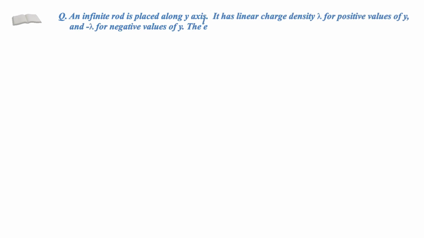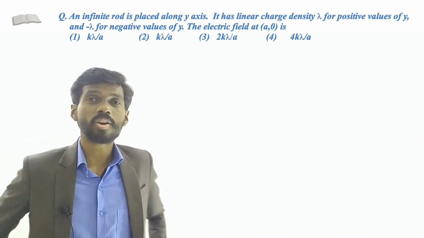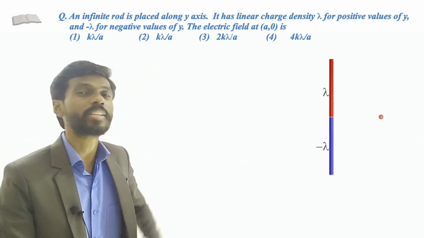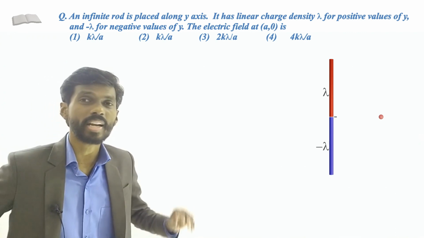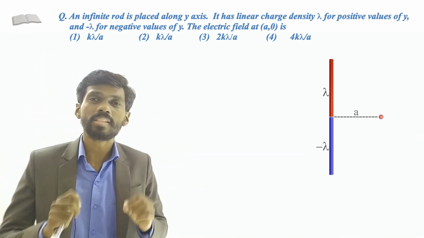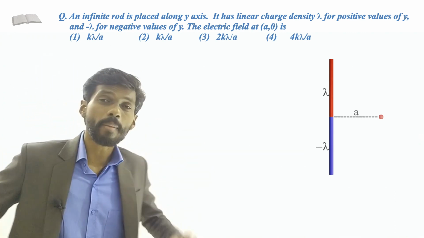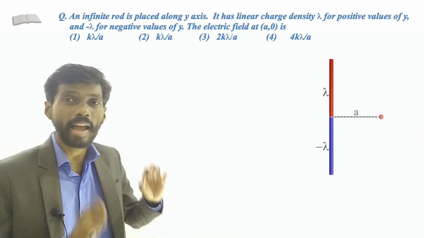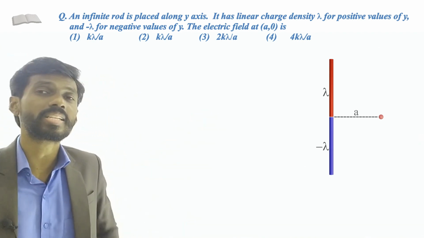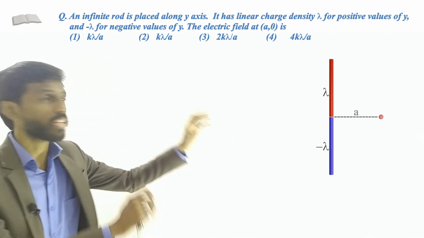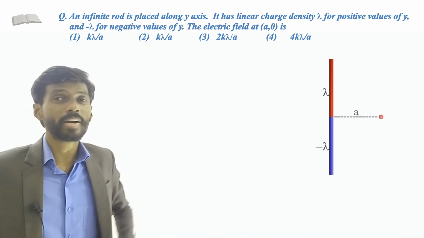An infinite rod is placed along the y-axis. It has linear charge density λ for positive values of y and minus λ for negative values of y. The electric field at (a, 0) is? Here we are given a charged rod with infinite length lying along the y-axis. We need to find the electric field due to this rod at a point on the x-axis. But this is not a uniformly charged rod. The upper part of the rod has charge density λ, and the lower part has linear charge density minus λ. So the upper part is positively charged, the lower part is negatively charged.